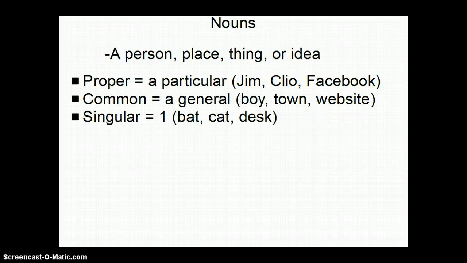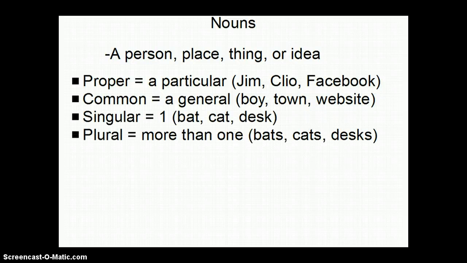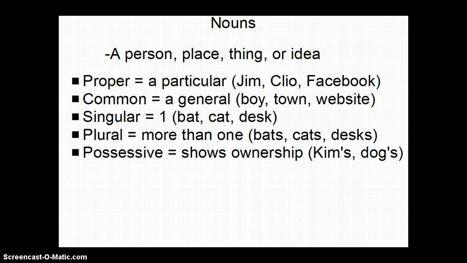Singular nouns are only one, where plural nouns are more than one. Bats, cats, desks. You add S to make those plural. Possessive nouns show ownership. You add apostrophe S to make a noun possessive. So if it said Kim's bat or dog's food, something like that. Okay, so those are what you need to know about nouns.